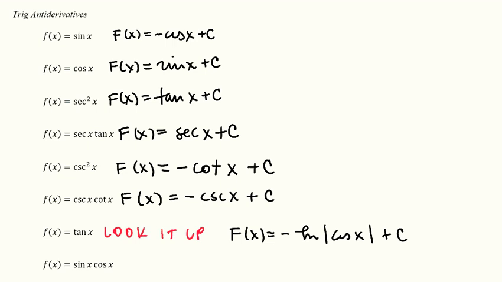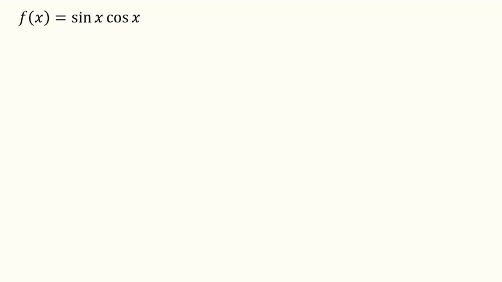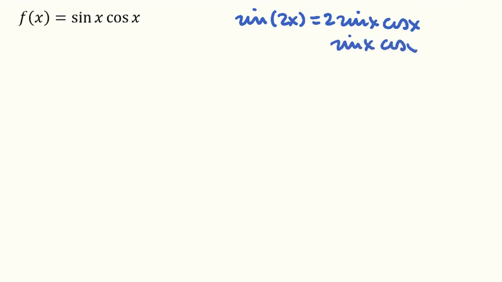We're not really expected to know double angle formulas, but I am going to do that for you because I have another point to make with it. All right, so I'm going to show you how to find an antiderivative for this thing. You're going to remember that sine of 2x equals 2 sine x cosine x. So sine x cosine x is equal to half of sine of 2x. Okay, so we need an antiderivative for half of sine of 2x.